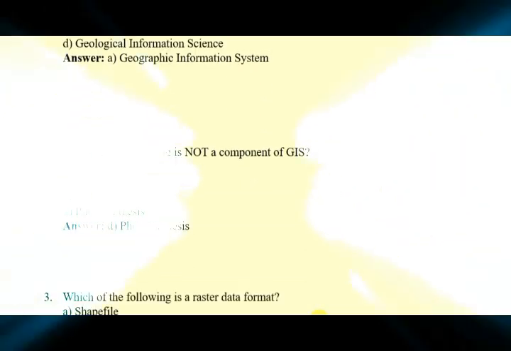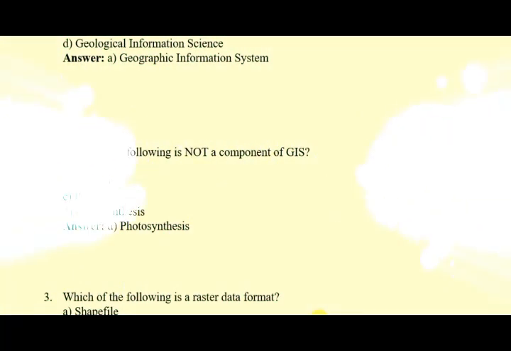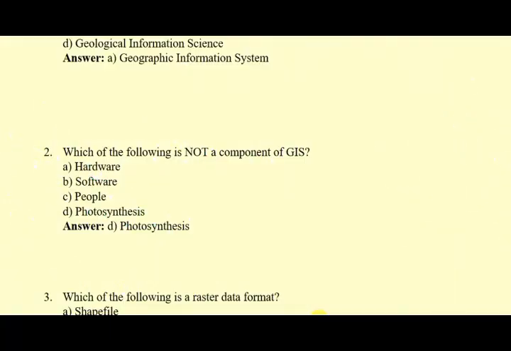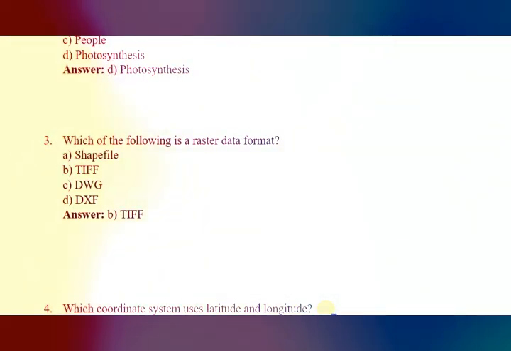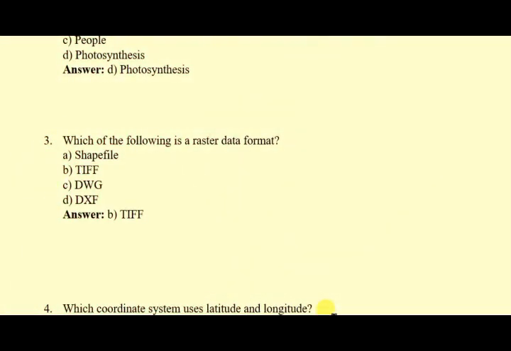Second question is, which of the following is not a component of GIS? Hardware, software, people, photosynthesis. Here the right answer will be photosynthesis. The third question is, which of the following is a raster data format? Shapefile, TIFF, DWG, DXF. Here the right answer will be TIFF.